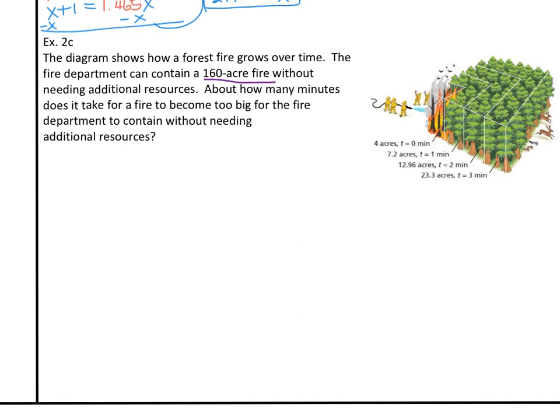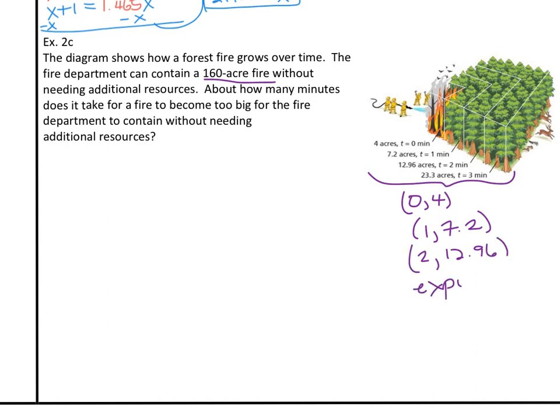What we need to do is figure out an equation that represents how quickly the fire is burning. Using the information over here on the right, it says at time 0, we burn 4 acres. Over time, the acres increase. So then in 1 minute of time, it goes up to 7.2 acres. In 2 minutes of time, it goes up to 12.96 acres, and so on. This is going to be exponential.